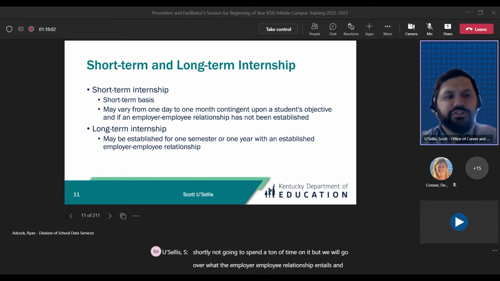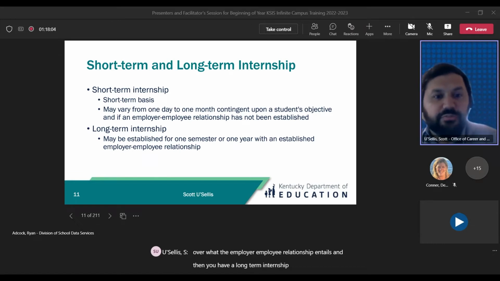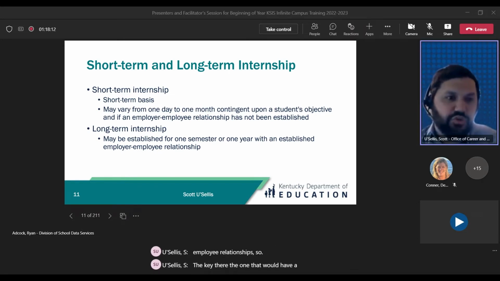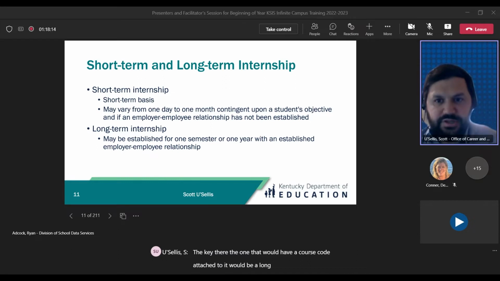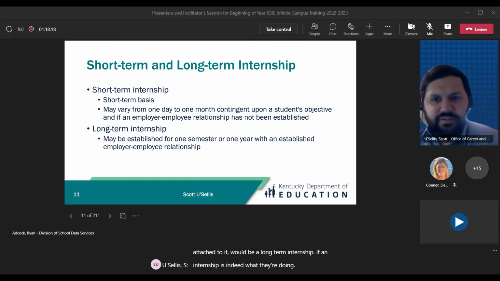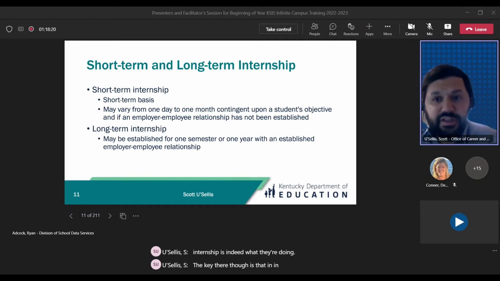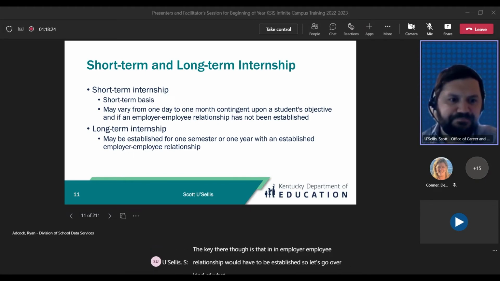And then you have a long-term internship, maybe established for one semester or one year with an established employer-employee relationship. The key there, the one that would have a course code attached to it, would be a long-term internship, if an internship is indeed what they're doing. The key there, though, is that an employer-employee relationship would have to be established. So let's go over what that means.